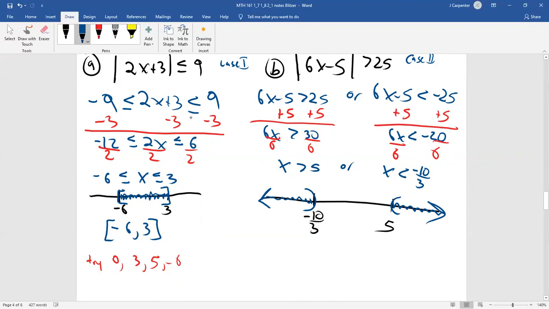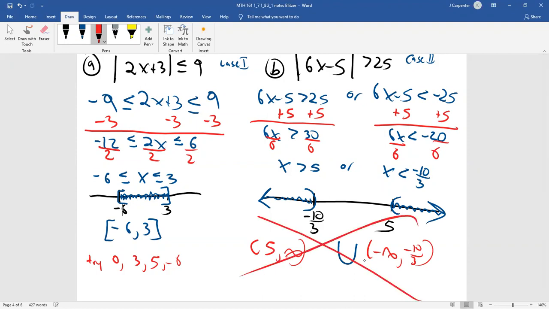Okay, so interval notation. Because of the two different sets, we're going to need a union joining them. And you need to do them in order. If I do this, I'll pull out red for wrong for a second: 5 comma infinity, and then negative infinity, comma negative 10/3. Even though the red ink is accurate, 5 infinity is describing the right one and this one is describing the left one. They're not in order, not from left to right, which makes this wrong.